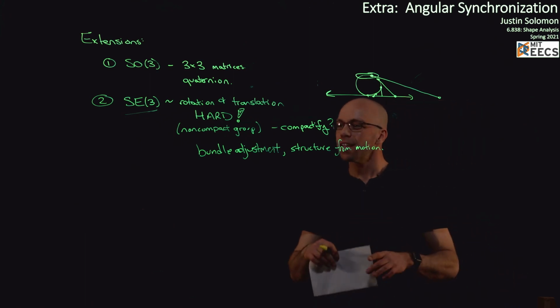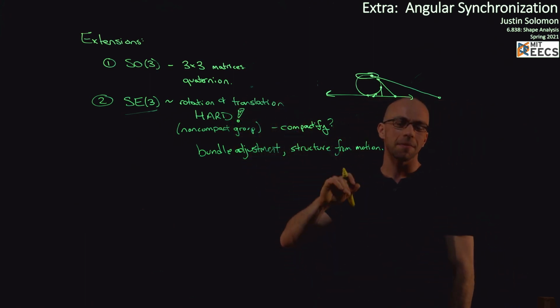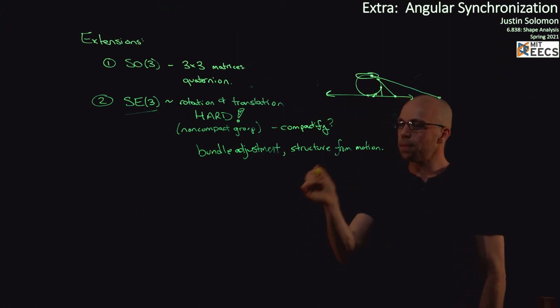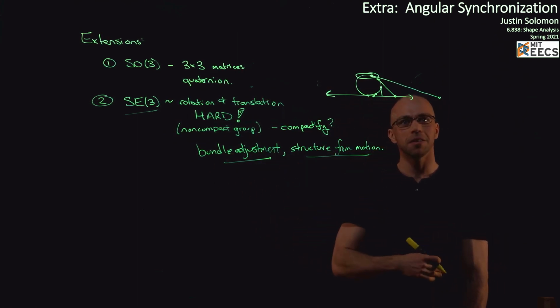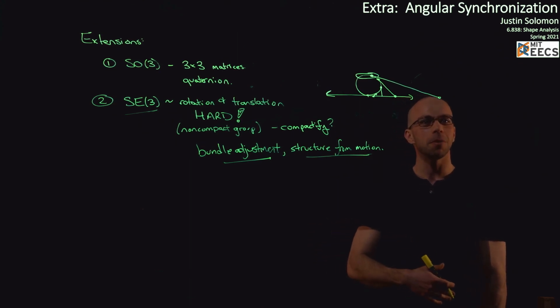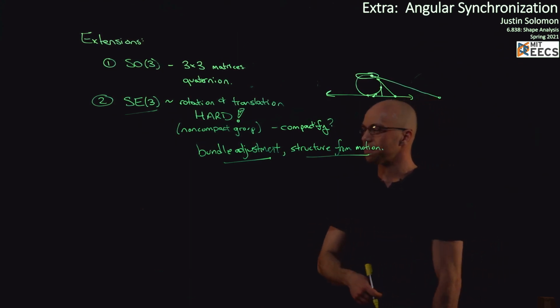But again, if you're less worried about convexity and global optima and more just getting something, there are plenty of bundle adjustment and structure from motion algorithms out there that just tackle a non-convex problem and do perfectly well, even if they don't have guarantees.